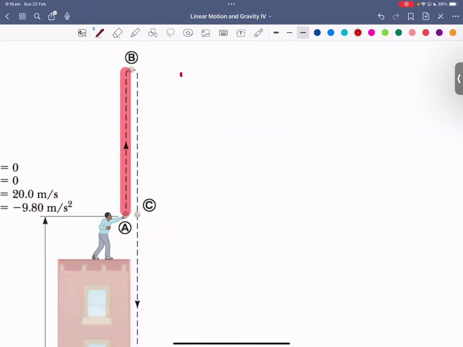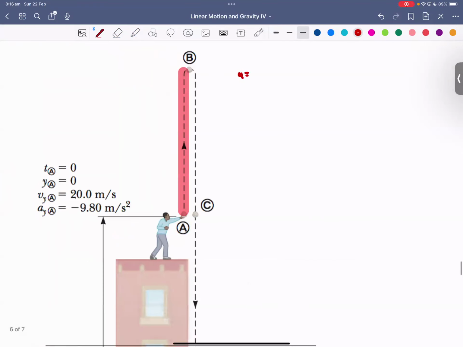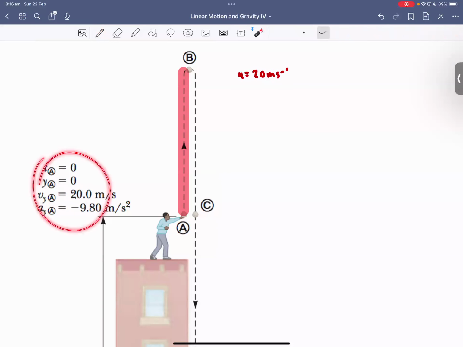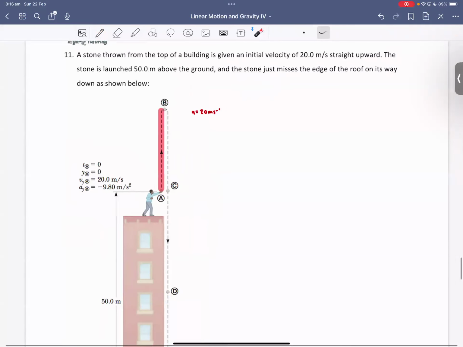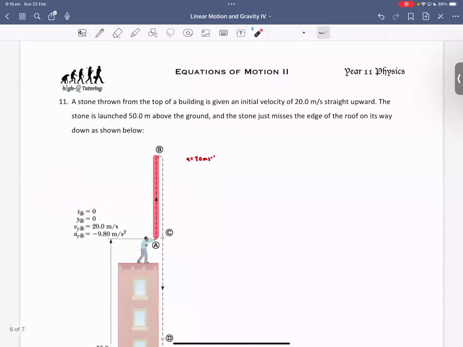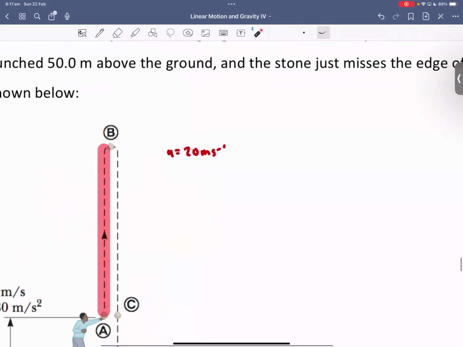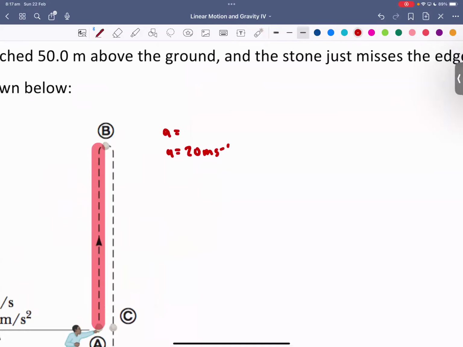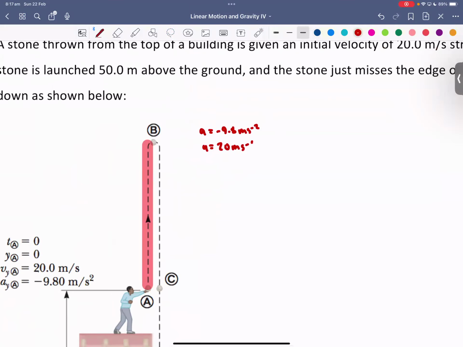I've got a U. U is 20. He throws it up at 20 meters per second. The question says so. In fact, the letters here also say so. U is 20. He's doing it on Earth, so acceleration is negative 9.8.